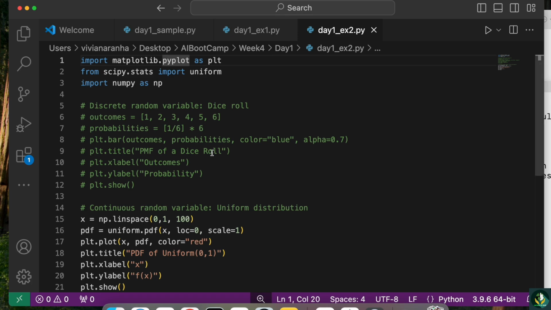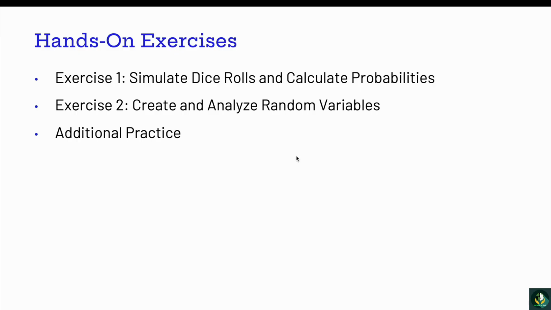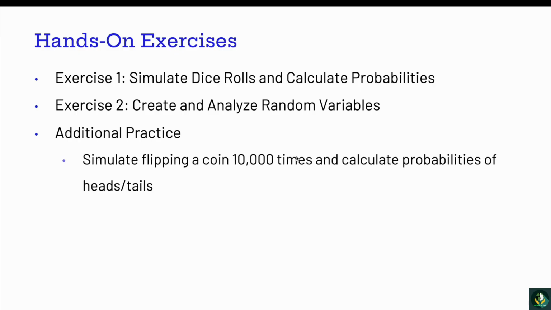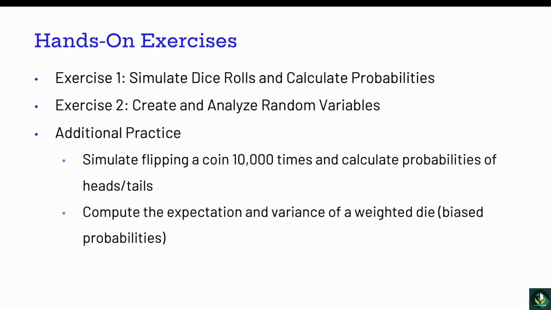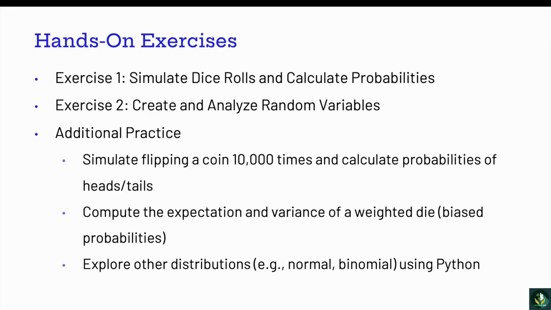Now next, if you want to do some more additional practice, you can start with simulating flipping a coin 10,000 times and calculating probabilities of heads and tails. Next, you can also compute the expectation and variance of a weighted die and use biased probabilities, and explore other distributions. We just did the uniform distribution, but you can look at normal, binomial, and use Python for it.